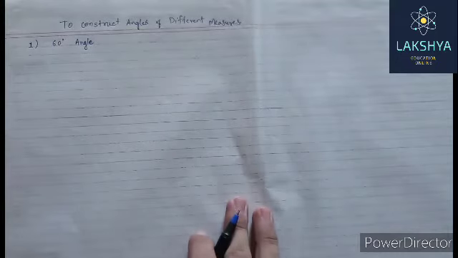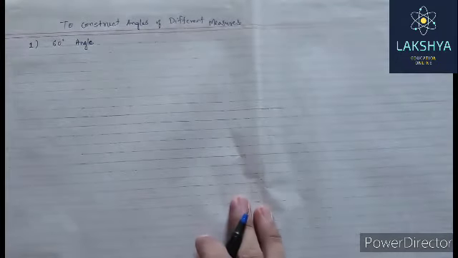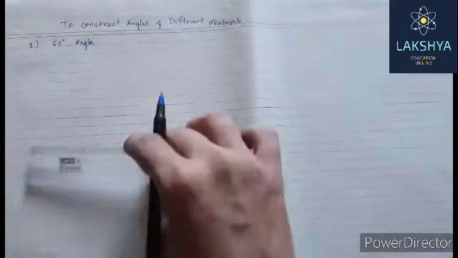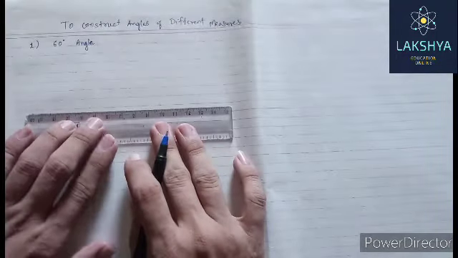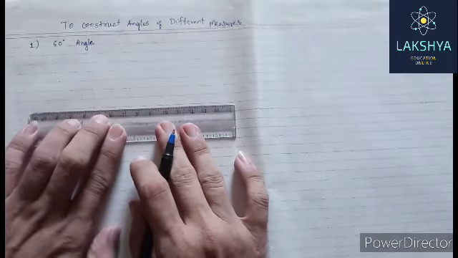Hello students, in this episode we will understand how to form different angles of different measures. For that we will start first of all with 60-degree angle. Let us understand how to form a 60-degree angle. To form a 60-degree angle, first of all you have to make a ray which should be a horizontal ray.